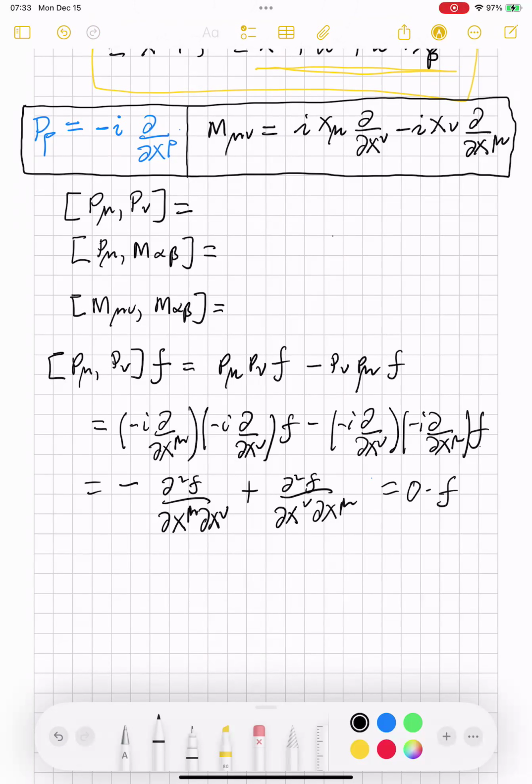So very simple computation. Now all that we do is we drop the f off the first and last steps. So you've got the commutator of P mu and P nu is equal to 0. And that gives us the first commutator in our Lie algebra. Great. We'll continue in a moment.